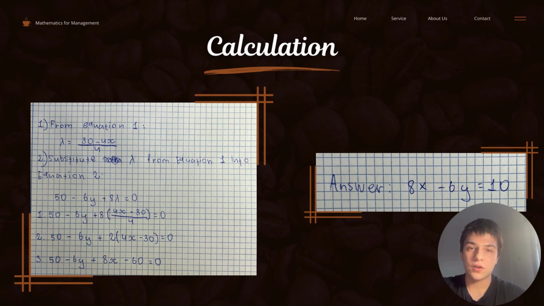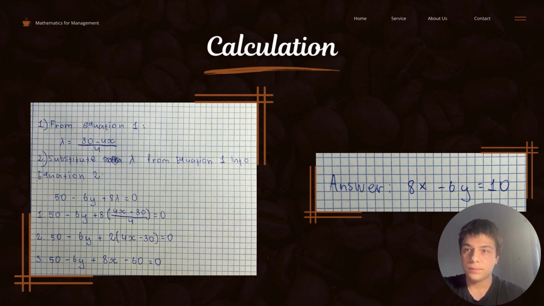Now, our first step is to figure out one of the variables, in this instance lambda. To do this, we have to look at equation 1 and calculate lambda. Lambda equals 30 minus 4x divided by 4. Now, our step 2 is to substitute lambda from equation 1 into equation 2. Our equation 2 is 50 minus 6y plus 8 lambda equals 0.